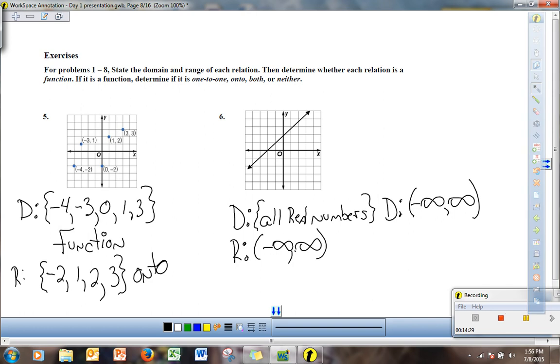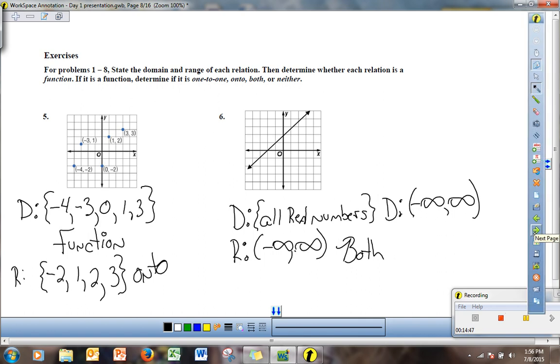If we look at the definition, if the range is used, it's used only once. That's true. And it is 1-to-1. So this is going to be both. So that's what we got going so far. That should clean off the front side of your class notes.